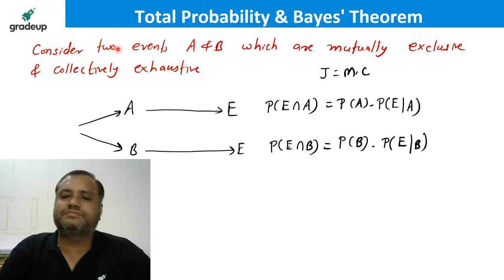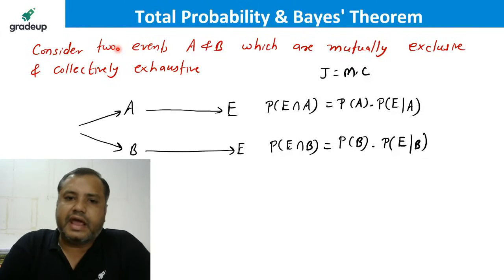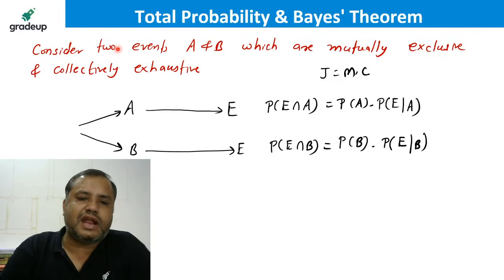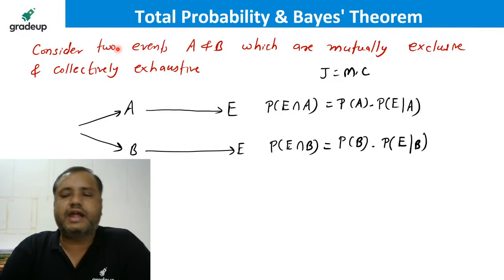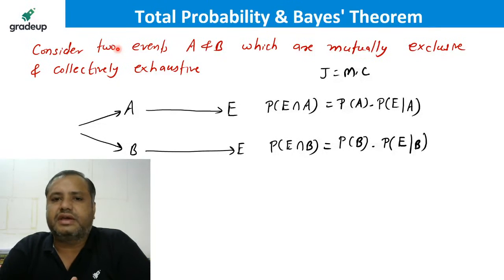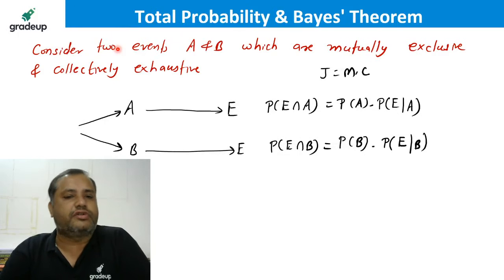Laddu cannot pass by himself. Laddu can pass the exam either with the help of A or with the help of B. A and B are two friends of Laddu, but A and B are not friends among themselves. They are bitter enemies among themselves. A and B represent mutually exclusive and collectively exhaustive events.